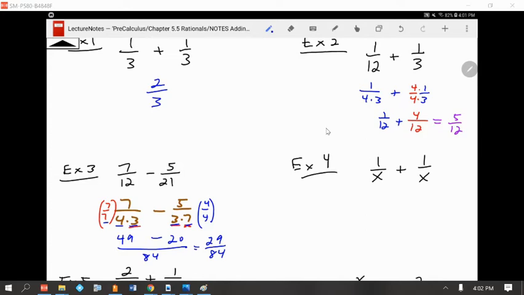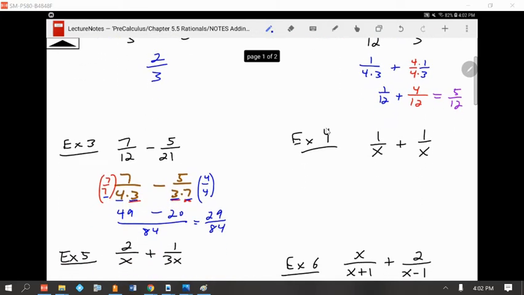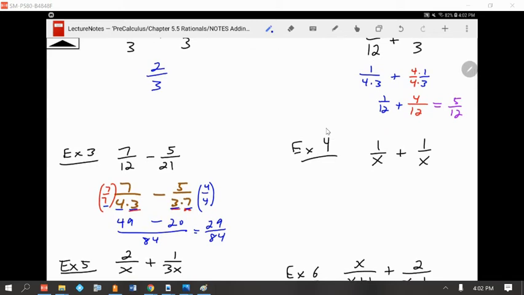So number 4, I tried to make it look a lot like number 1. 1/3 plus 1/3, 2/3. So what's 1 over x plus 1 over x? In order to add them, you have to have a common denominator. Are your denominators the same? Yes. So then you can just add straight across the top. Right? 1 plus 1 is 2 over x. It's great when the denominators are already the same. When denominators are the same right off the bat, you're good to go.